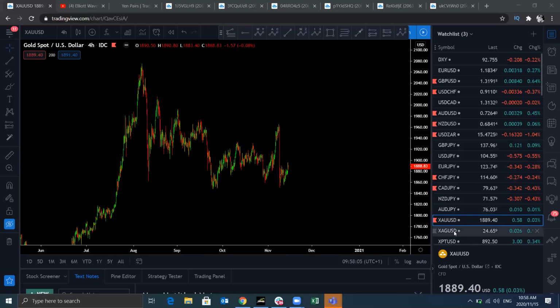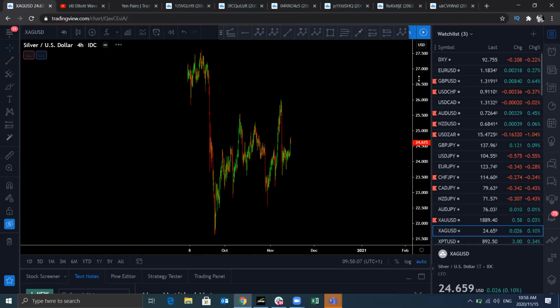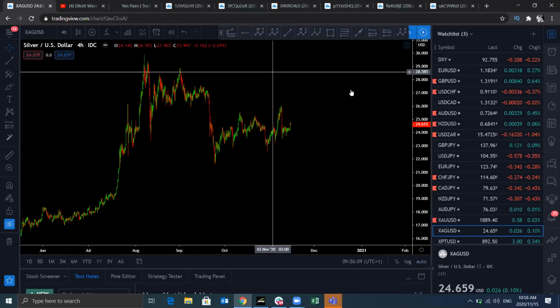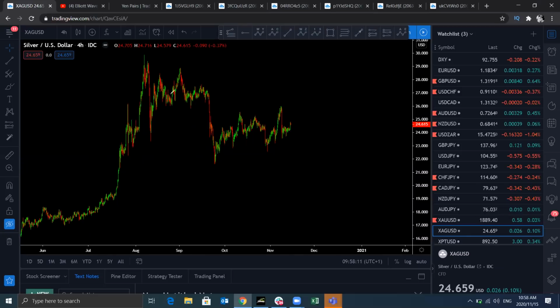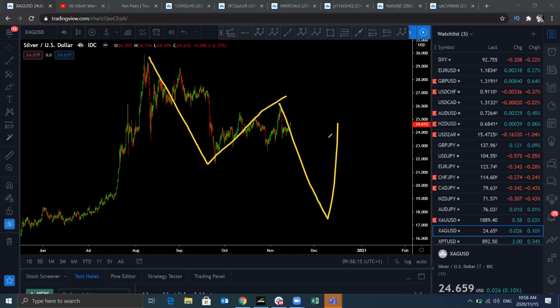So let's look at silver. Silver, same as gold, 3 waves down, 3 waves back. We're looking for this one to continue to the downside before a move to the upside. So we are looking for this one to be a continuation pattern to the downside in the next week.